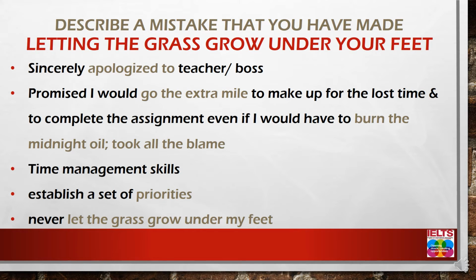Now, lessons. The lessons that you could learn from this mistake could be something like, you realized that you needed to improve your time management skills, or you realized that you would have to establish a set of priorities and stick to the set of priorities. Most importantly, you told yourself that you would never let the grass grow under your feet ever again. That means you should do what you're supposed to do as soon as you can and never postpone doing it because you may not have enough time.